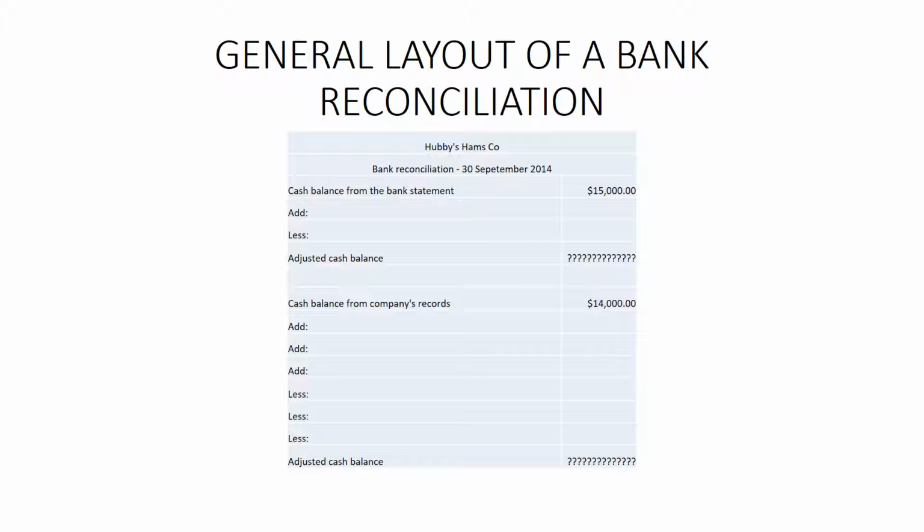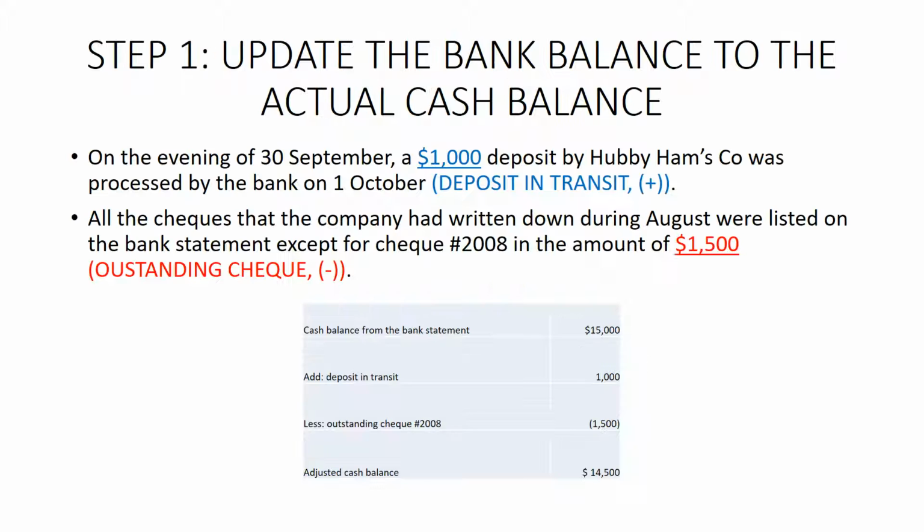A general layout of a bank reconciliation is as follows. We have a cash balance from the bank statement with additions and subtractions, finishing off with an adjusted cash balance, and the same goes for a company. A cash balance from company's records, additions, subtractions, and adjusted cash balance. This adjusted cash balance has to be the same for both the bank and the company.